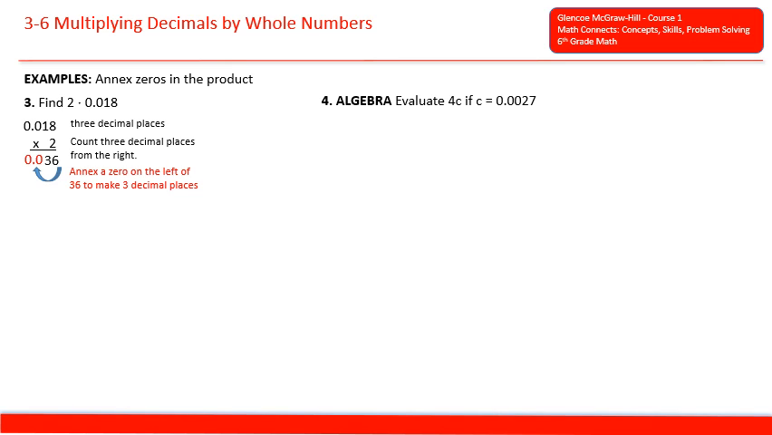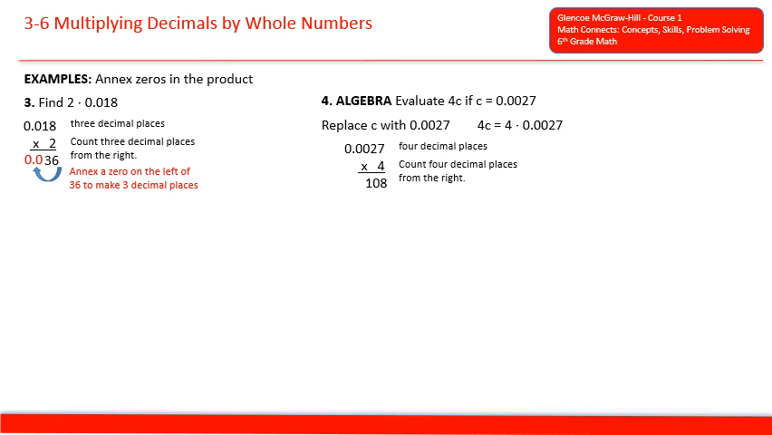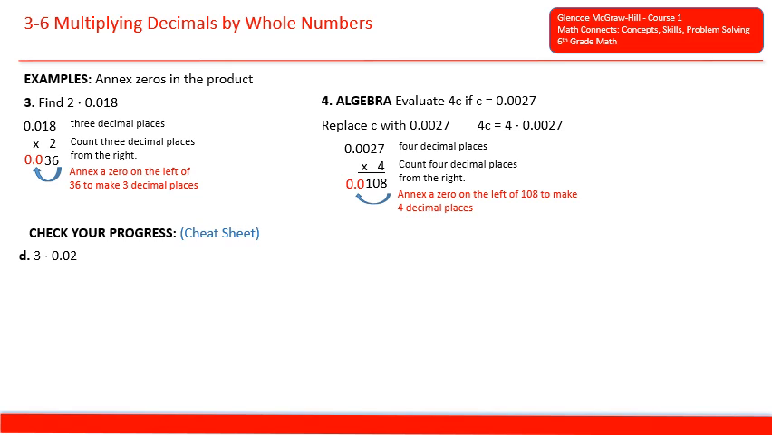Number 4, algebra, evaluate 4C if C equals 0.0027. So if we replace C, we get 4C equals 4 times 0.0027. And if we multiply that out, 4 times 27 is 108. But there are 4 decimal places in the problem, and there's only 3 numbers in the answer so far. So we're going to have to annex a 0 to the left in order to place 4 decimal places in the answer.